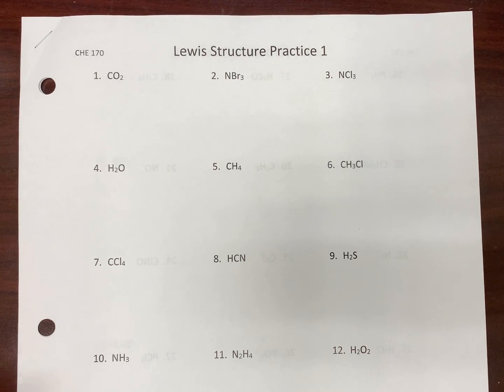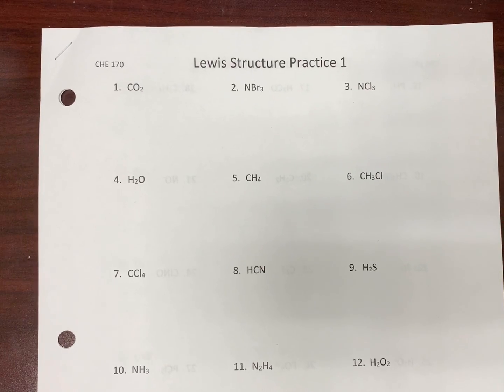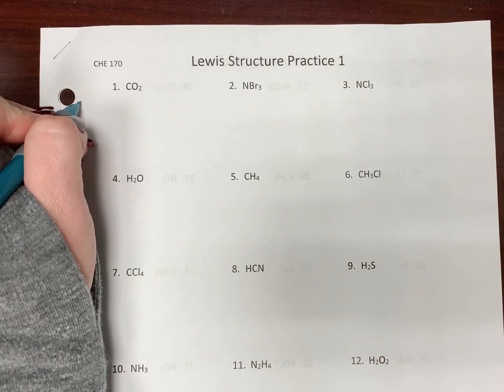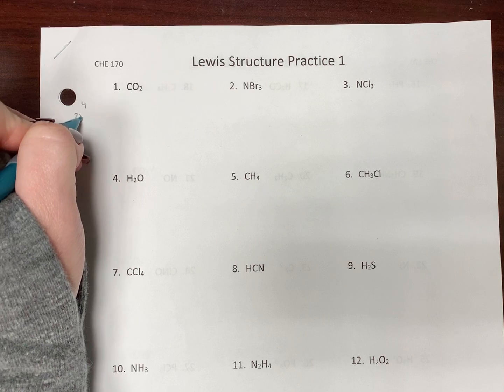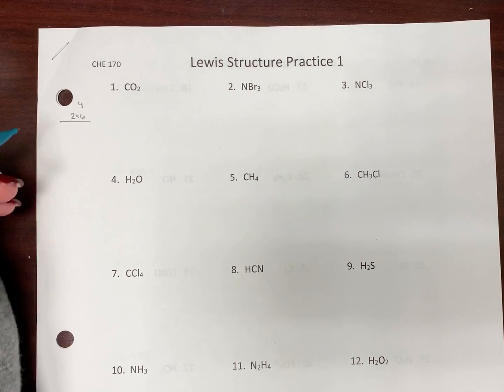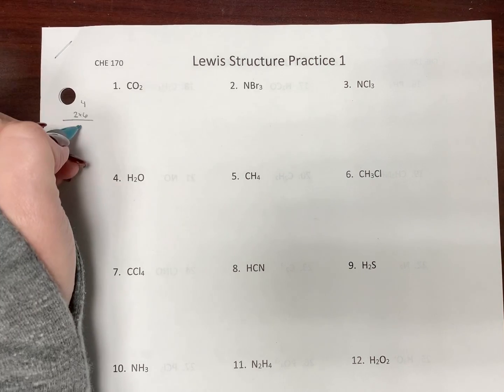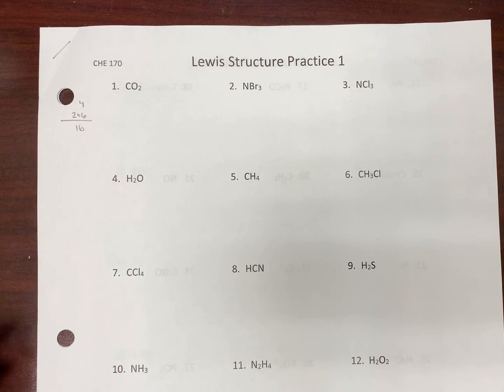When we're drawing Lewis structures, remember the first thing we want to do is count up our valence electrons. So here, carbon has 4. We have 2 oxygens. Each oxygen has 6. So we have a total of 16 electrons.